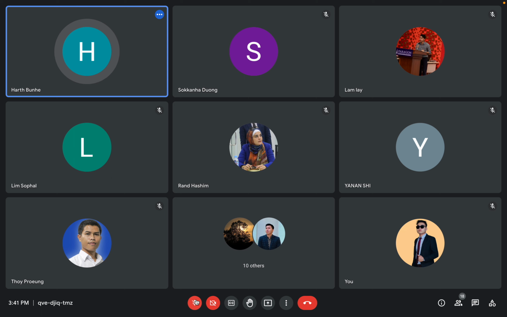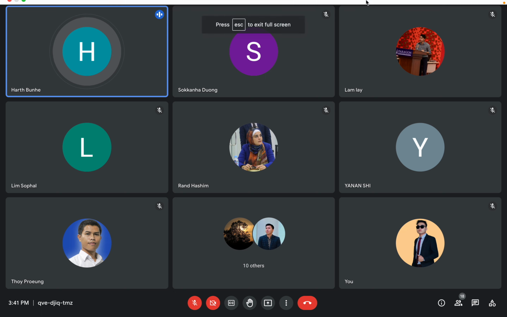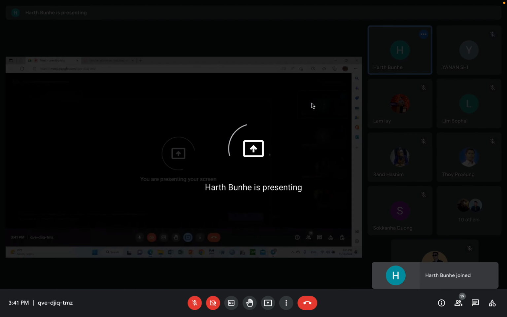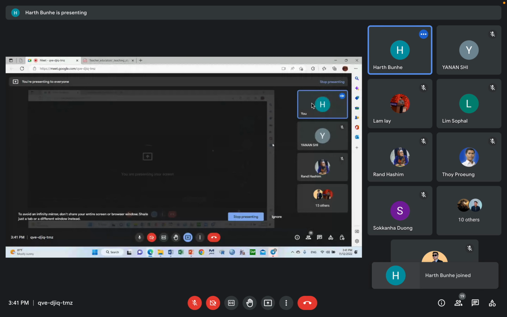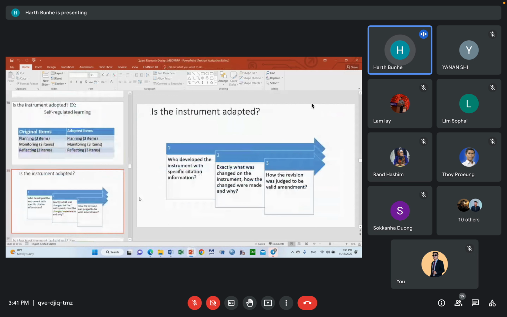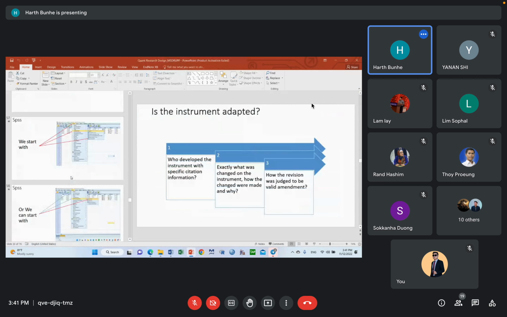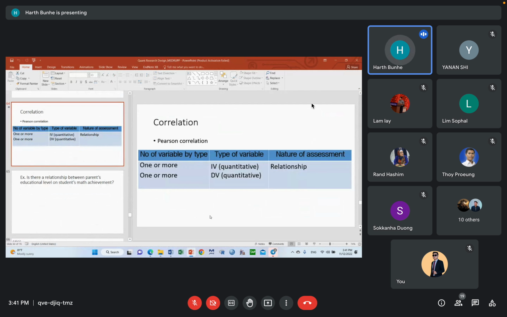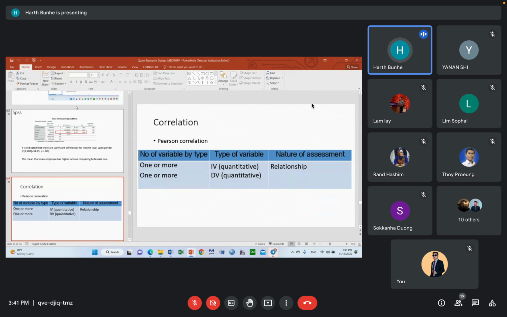Okay, now I would like to share my screen again, and I will continue to finish the two techniques that are still left. I will go with correlations. Here's the word correlation. You see it all together, right?